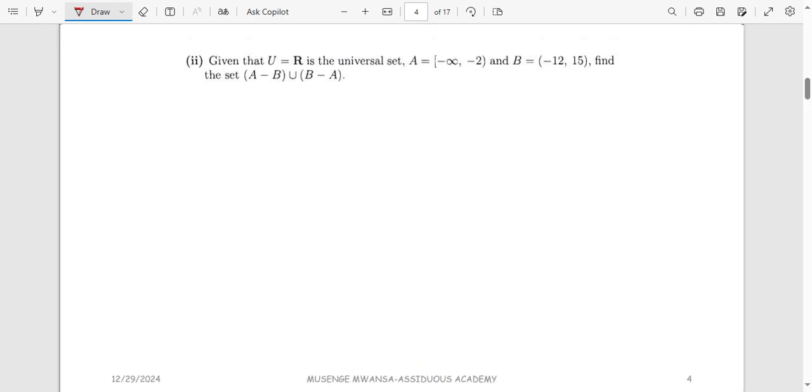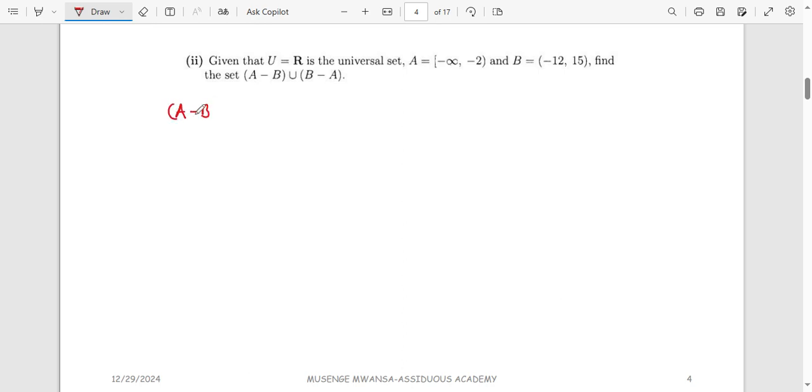The next question, given that U is equal to R, a set of real numbers. For this one, the universal set is the set of all real numbers. The set A is from negative infinity to negative 2, and B is from negative 12 to 15. We want to find A minus B union B minus A. If you want, you can simplify this set. Let's try to simplify, but there's no big simplification that you are going to do here.